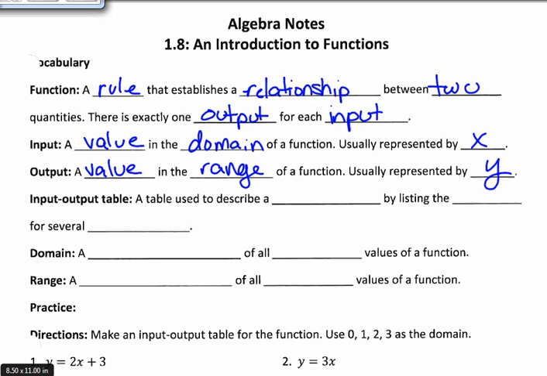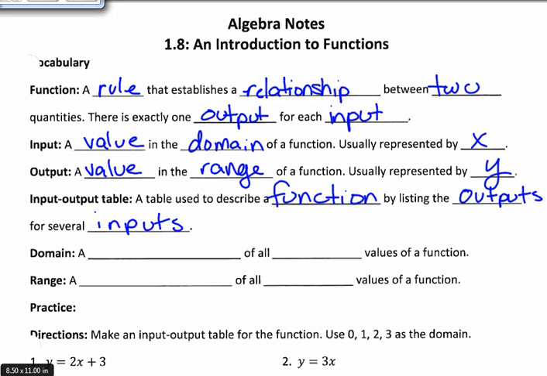Again, we're going to look at domain and range today, along with functions and whether something is a function or not. We're going to decide whether it's a function or not by using an input-output table. This is the table used to describe a function by listing the outputs for several inputs.